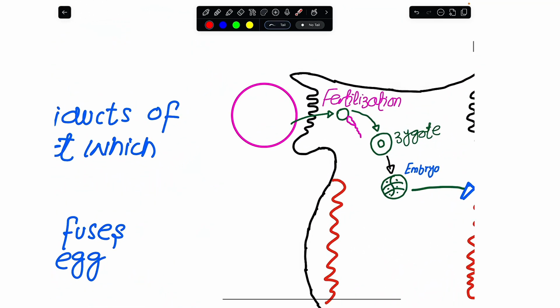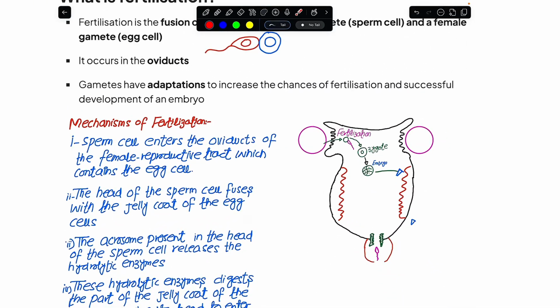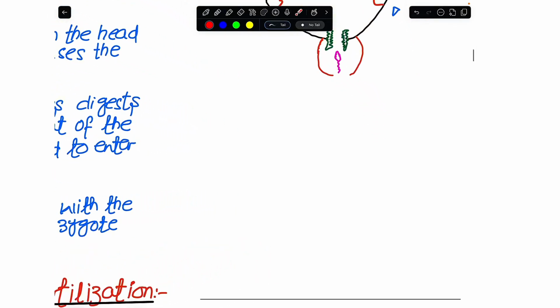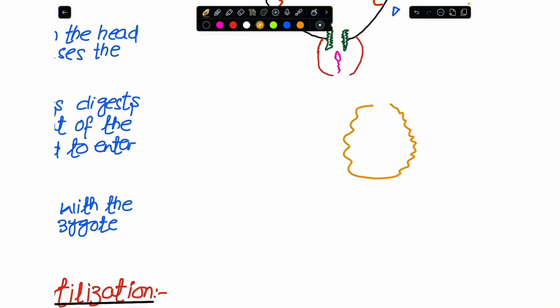What we need to understand is what happens when the sperm cell comes in contact with the egg cell. If I were to explain it with the help of the diagram, the egg cell that we have made has a protective layer on the outside of it, and this protective layer is what we specifically call the jelly coat.